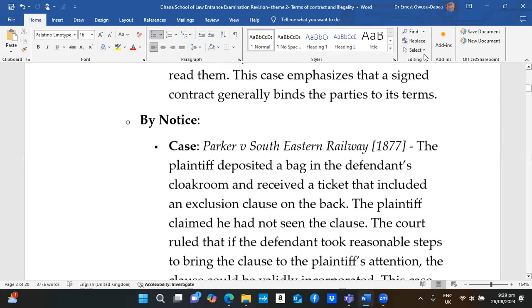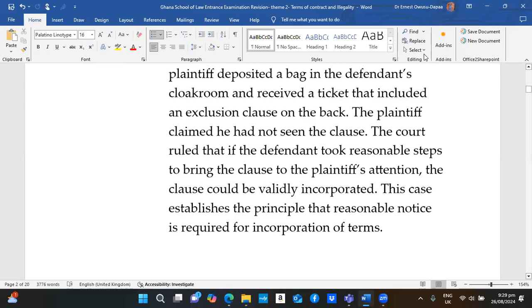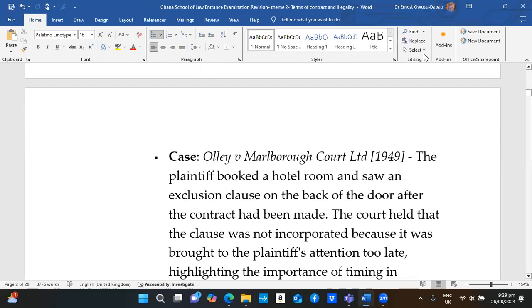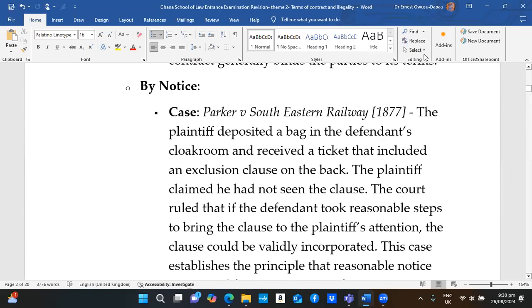Of course, the express terms may also be incorporated by notice. That is also another way. And typically, we are dealing with the exemption clauses, especially where someone has sought to exclude liability or to limit liability, and it does not require the signature of the parties.